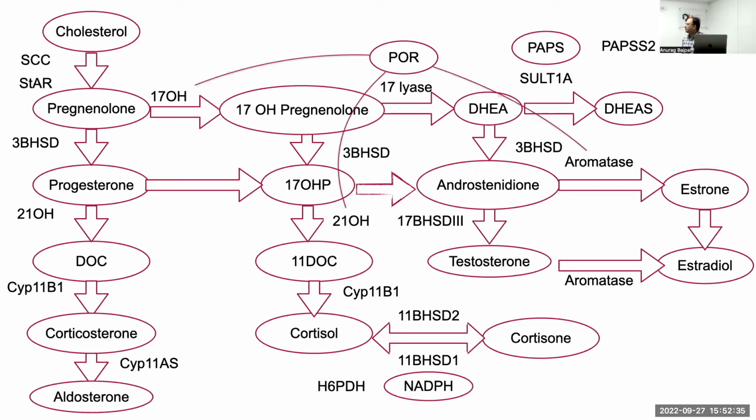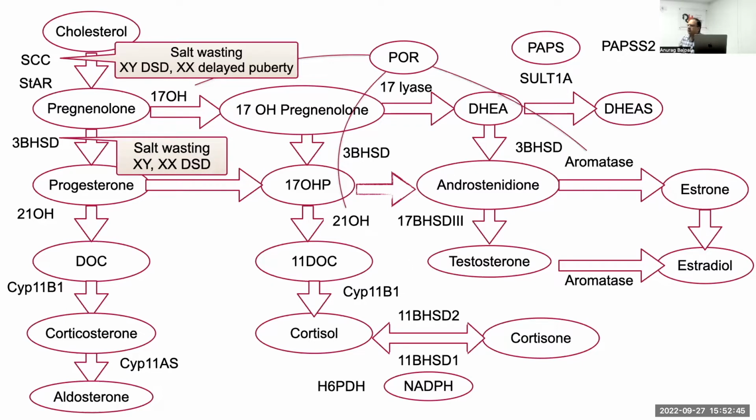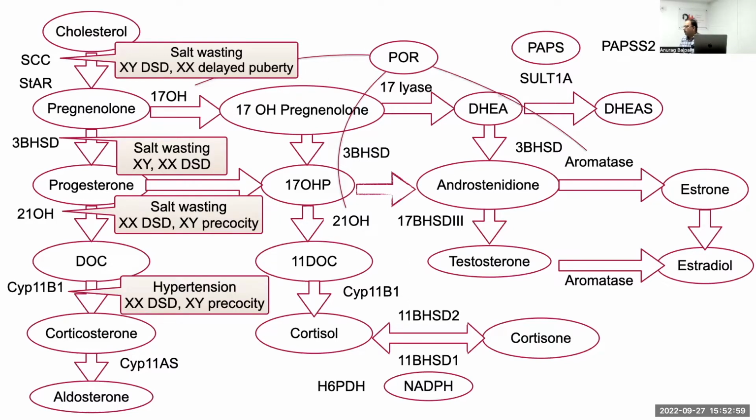Side chain cleavage and StAR defects will cause salt wasting, and they will cause XY DSD and delayed puberty in girls. If you have a 3-beta HSD problem, you will have salt wasting and DSD in both groups of individuals. If you have 21-hydroxylase deficiency, salt wasting, XX-DSD, and boys will have precocious puberty. If you have an 11-hydroxylase problem, you will have hypertension, DSD in females, and precocious puberty in males. If you have an aldosterone synthase problem, that is simple salt wasting, no other manifestation.